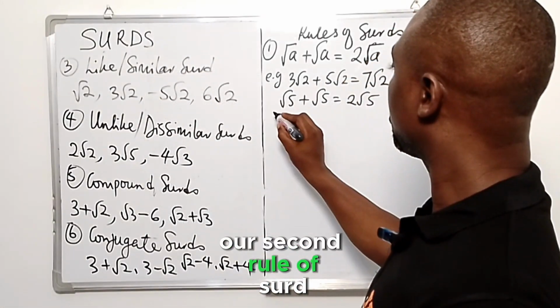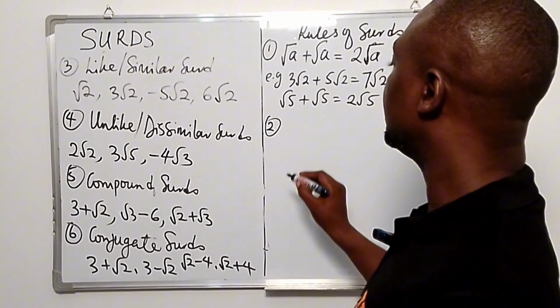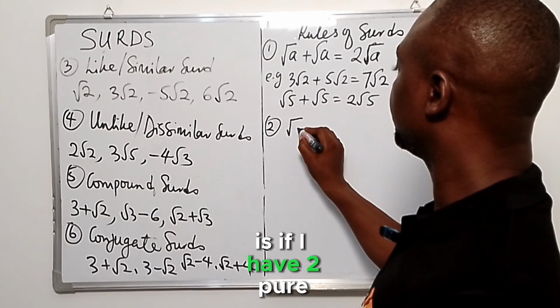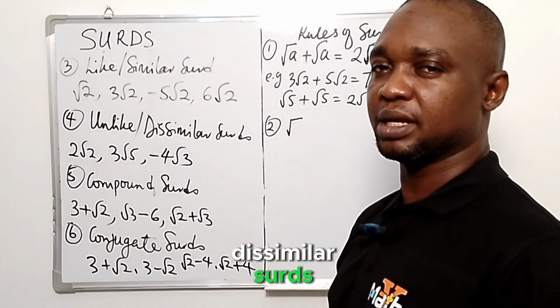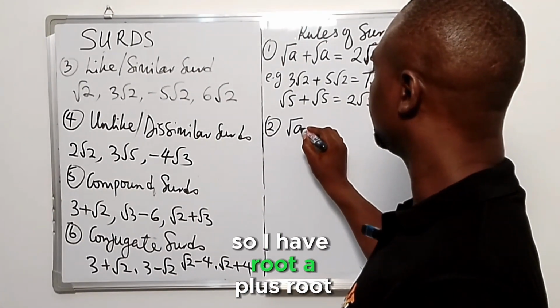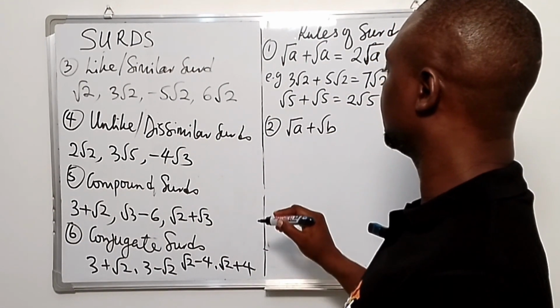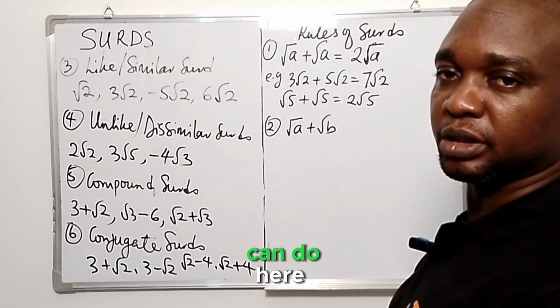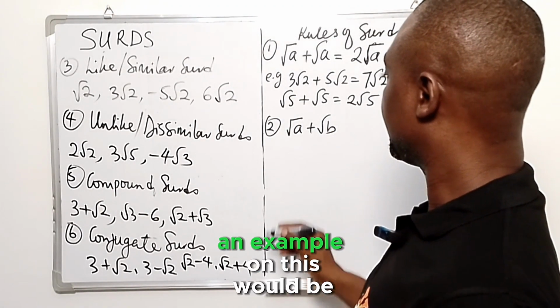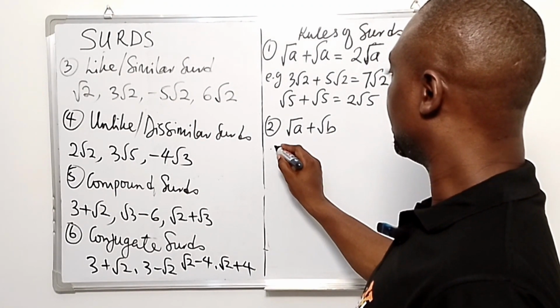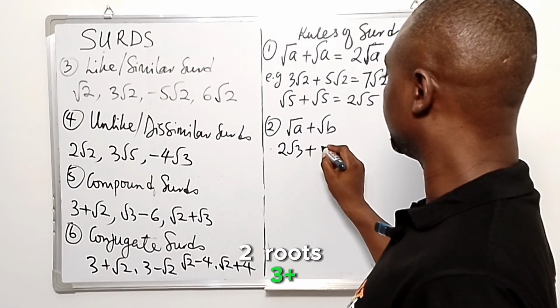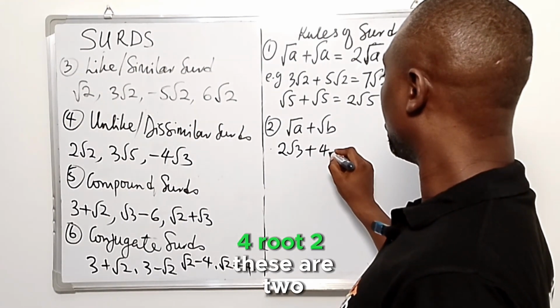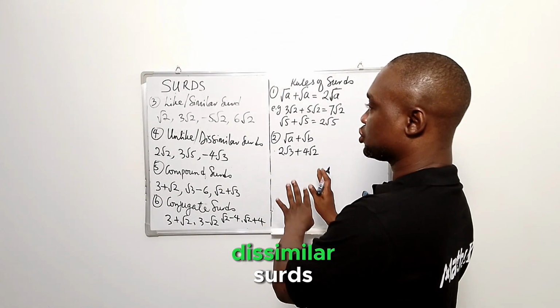Our second rule of surds is if I have two pure dissimilar surds. So I have root A plus root B. There isn't much you can do here. So an example of this would be 2 root 3 plus 4 root 2. These are two dissimilar surds.